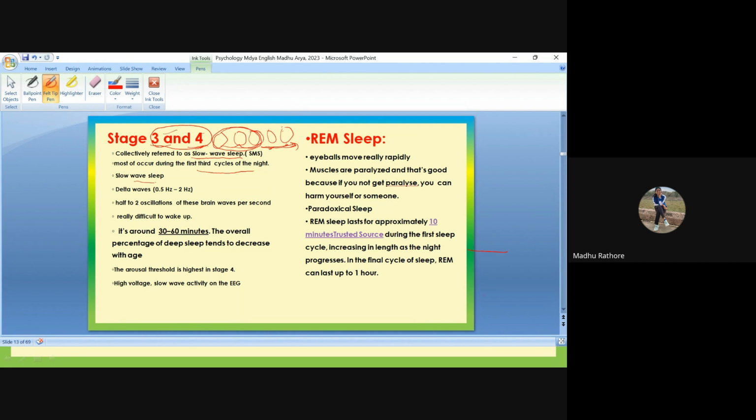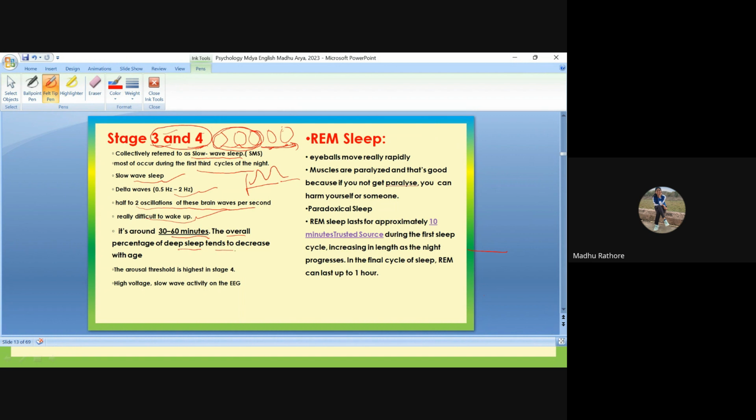Okay. This is slow wave sleep, delta wave present in this. Because delta is a very slow wave, in deep sleep we can see delta wave in our brain. Half to 2 oscillations of these brain waves per second. Really difficult to wake up. In this stage, we cannot wake up easily. We are just going into deep sleep. It's around 30 to 60 minutes.